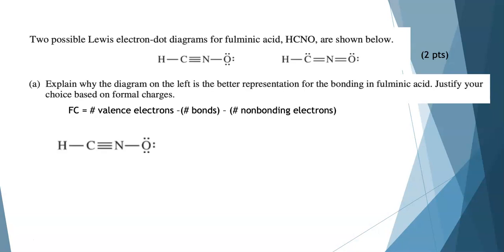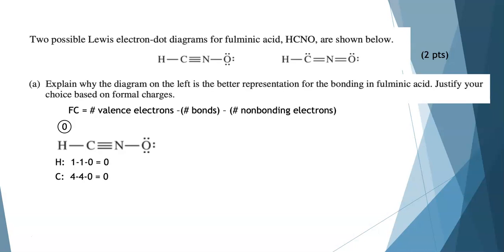For the hydrogen, it has one valence electron. It's got one bond attached to it. There are no non-bonding electrons. It's got a formal charge of 0. Once we calculate that, we write a 0 above the H and we circle it. It's the convention. It's fine. We'll go on and do that for the other 3 atoms.